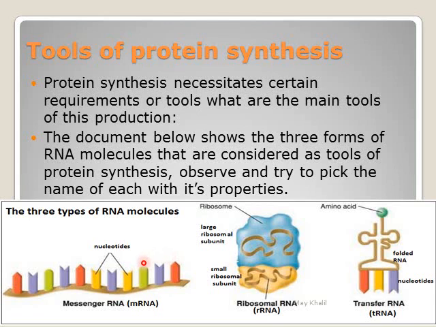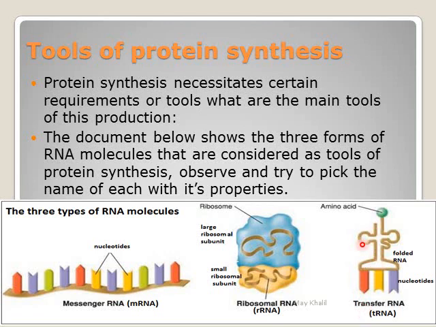Let's describe the first tool, which is the messenger RNA. As you see, it's a one-stranded molecule made up of a sequence of nucleotides. Let me move to the second one, the ribosomal RNA. The ribosomal RNA is made up of two subunits, the small ribosomal subunit and the large ribosomal subunit. I always say that it looks like a burger sandwich, where it has the big subunit and the small subunit. The third tool is known as transfer RNA.